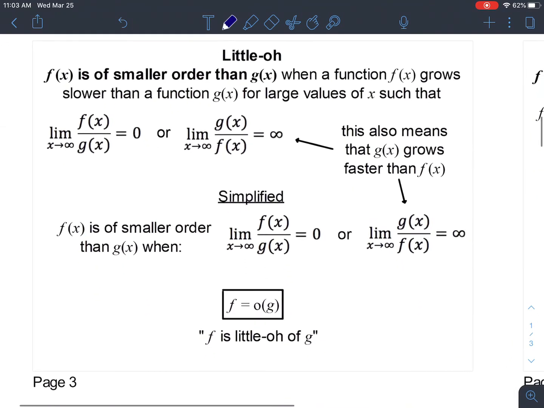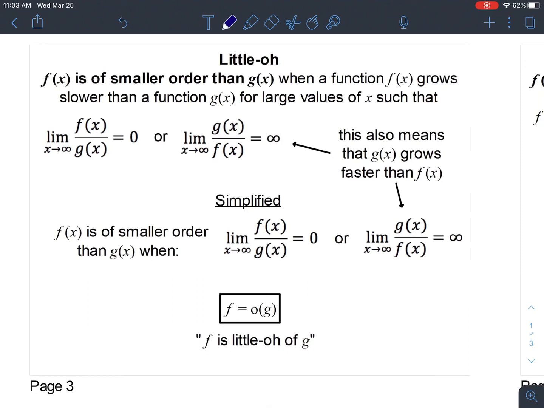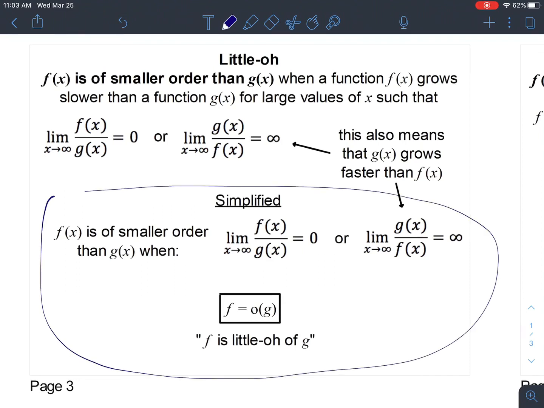So the first thing is that we need to be able to define our different types of growth. The first one is, and I'm dead serious, called little o. This is the official definition up here at the top. f of x is of smaller order than g of x when a function f of x grows slower than a function g of x for large values of x, such that we get these two limits here. And down here is a much simpler definition for it.